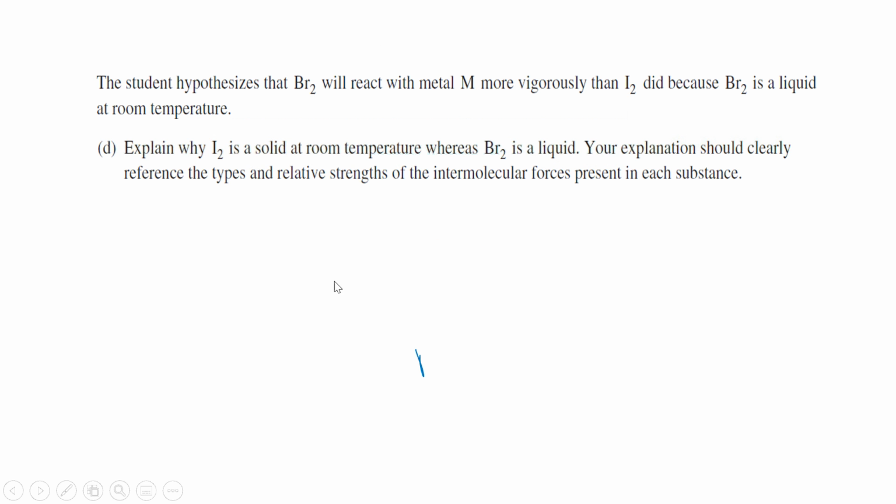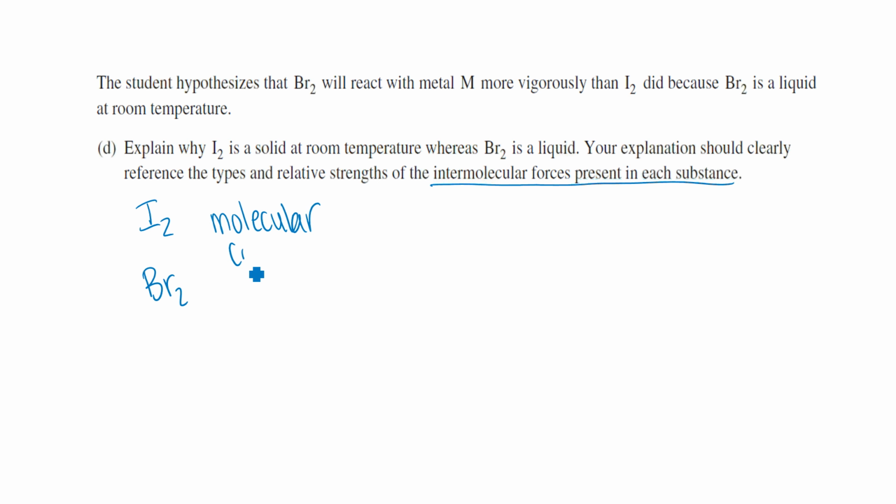And then one more question here. Remember we were looking at the reaction of metal with iodine, and then the student makes a hypothesis about, well, what if it reacts with bromine? And notice that iodine is a solid at room temperature while bromine is a liquid. And so I want to explain why that is, thinking about intermolecular forces. So iodine, bromine, they're both nonmetals. They're both examples of molecular covalent substances. And molecular covalent substances are held together by IMFs. That's what I'm thinking about.